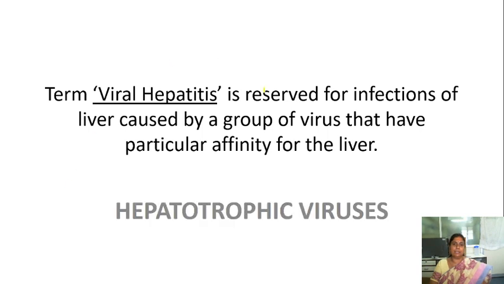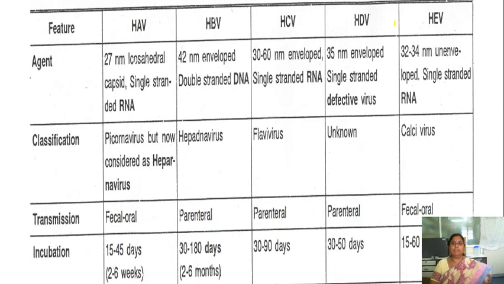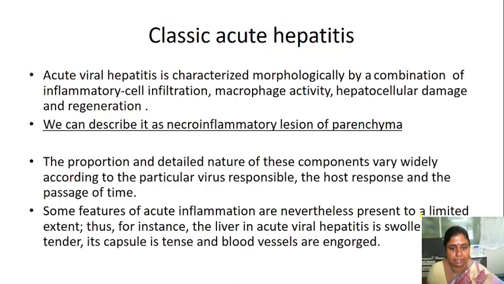Now what is viral hepatitis? It is reserved for infections of the liver caused by a group of viruses that have a particular affinity for the liver. Those are hepatotrophic viruses. We are having 5 hepatotrophic viruses. HAV and HEV are fecal-oral route, whereas B, C and D are the parenteral route viruses. And now HDV, that is hepatitis D virus, is a defective virus which requires the co-infection of HBV to get itself infected, right?